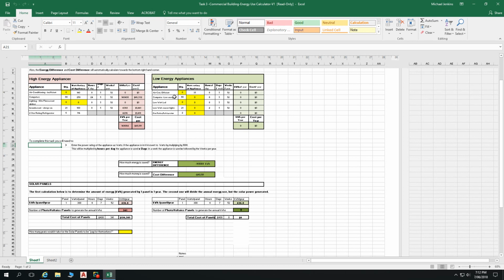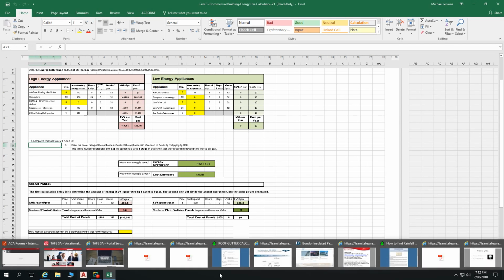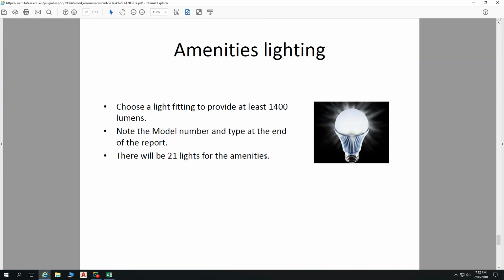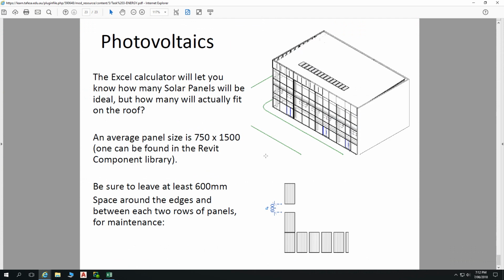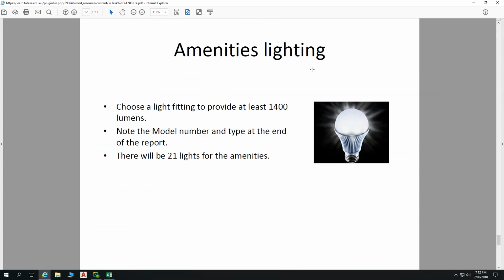No, we don't have to put the amenities lighting in the table anymore. So that's for comment in your report. Within your report, you have to comment on your solar panels and provide the layout for that, and your amenities lighting, so the number or the model number and type of the lights.